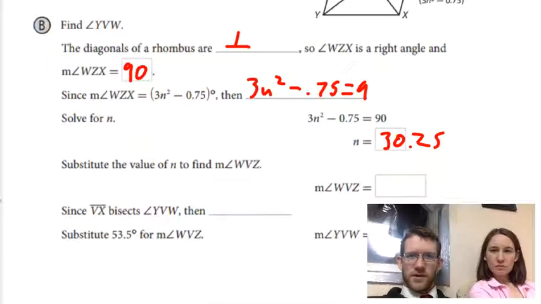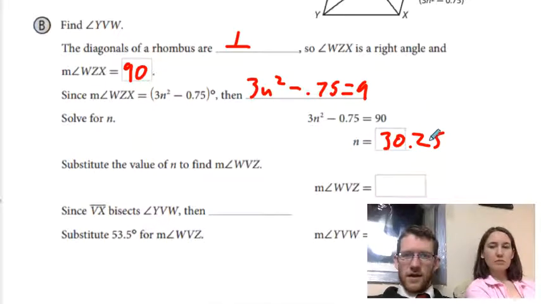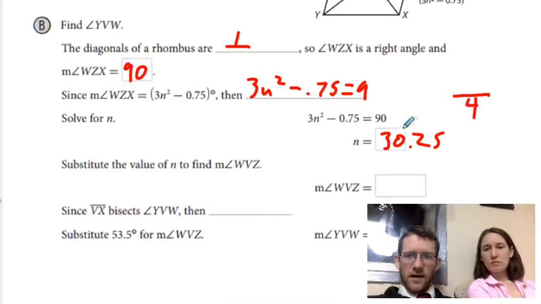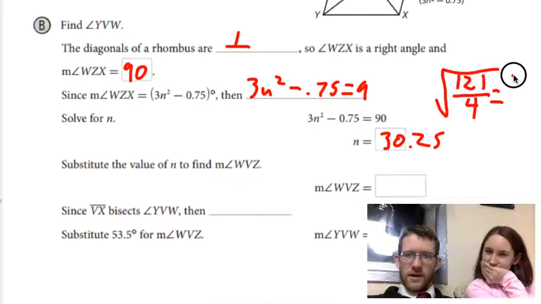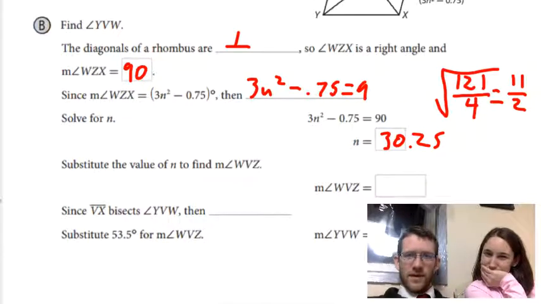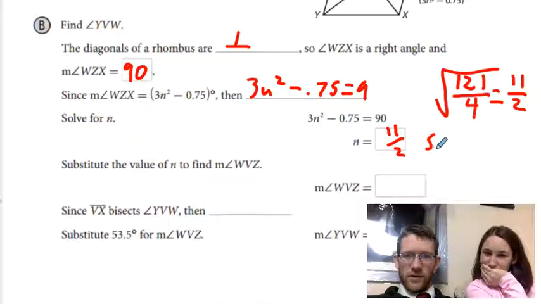I don't have a calculator on me, so I'll show you guys a trick. I'm going to convert this to a fraction. So 30 and 0.25 is going to be some number of fourths, right? How many fourths are there in 30? Well, it's 120, right? So 120, and then plus one more fourth. So 121 fourths. And then I take the square root of this, and it's much easier to do. The square root of 121 is 11. The square root of 4 is 2, so it's 11 over 2. So I messed up on that one. So n is 11 over 2, or 5.5.